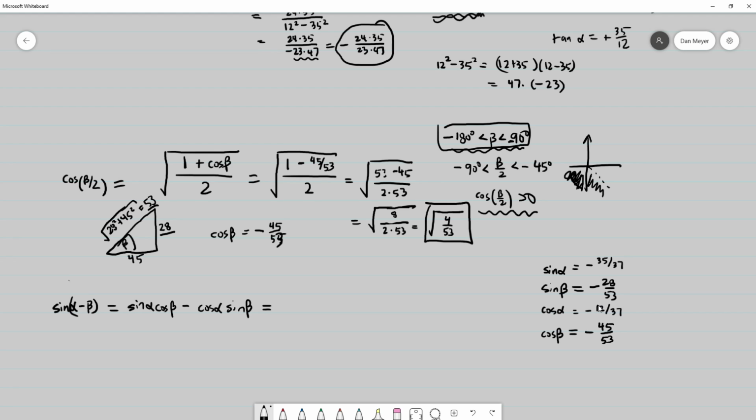So when I plug the values into the expression that we have here, we have sine of alpha, negative 35 over 37, times cosine of beta, which is negative 45 over 53, minus cosine of alpha, which is negative 12 over 37, times sine of beta, negative 28 over 53. And there's some calculator work to finish this off, but we'll go ahead and let you do that calculator work on your own.